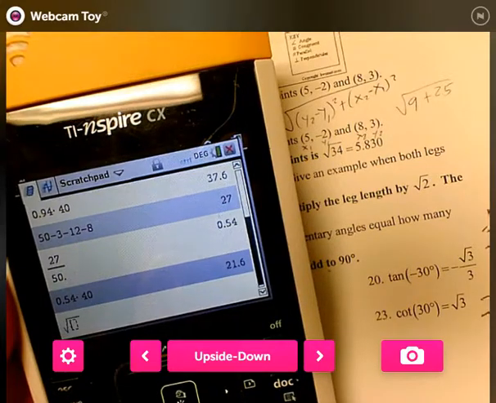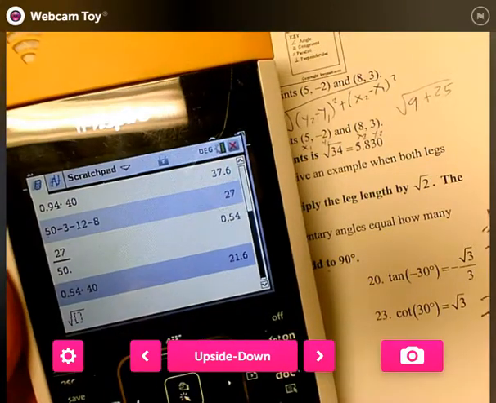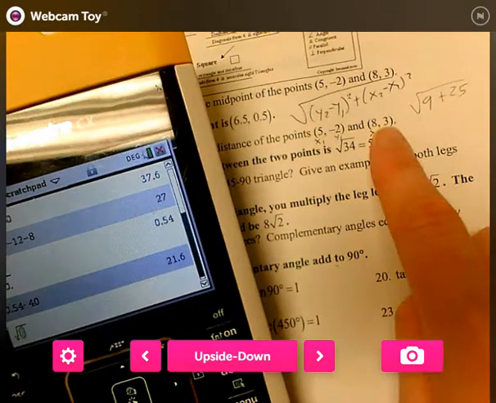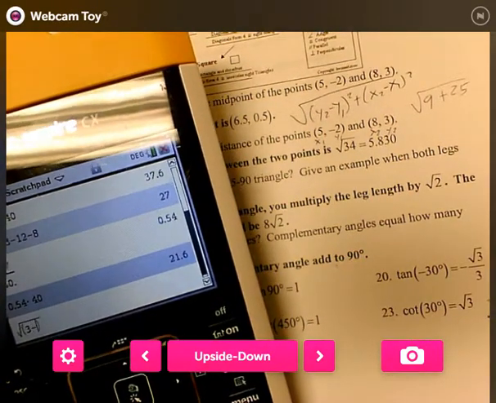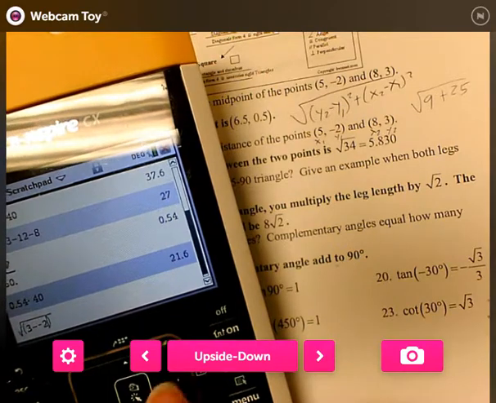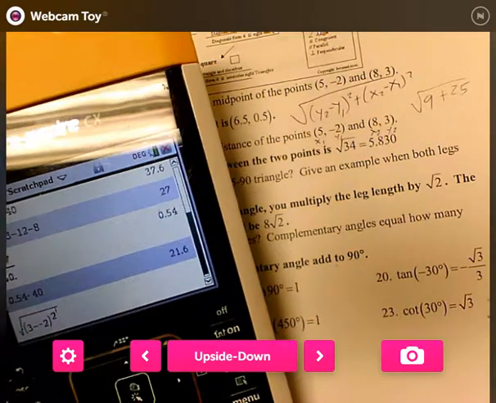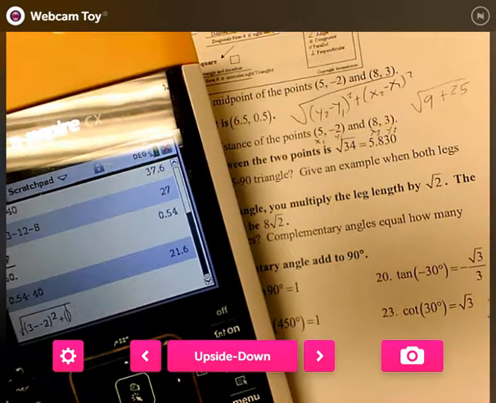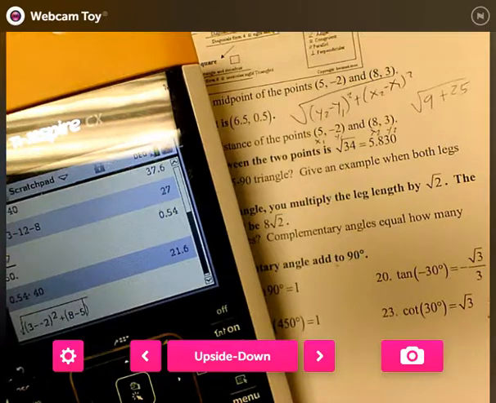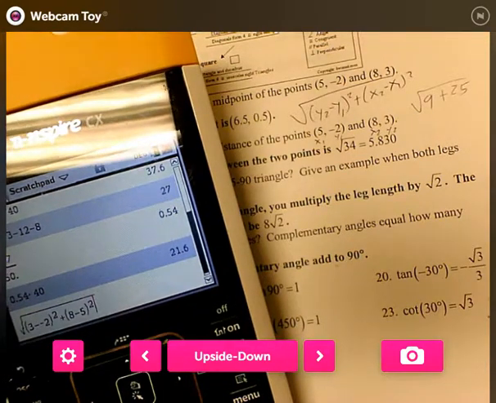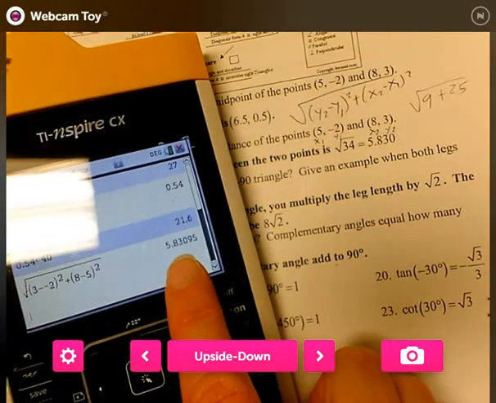So I'm going to put it in my formula. I'm going to put the square root, and then I'm going to put parentheses. And I'm going to say y2, which is 3, minus y1, which is a negative 2, end parentheses squared, plus parentheses. Now I'm going to do x2 minus x1, end parentheses squared, and I get 5.830.